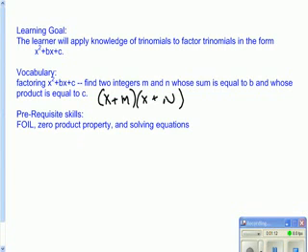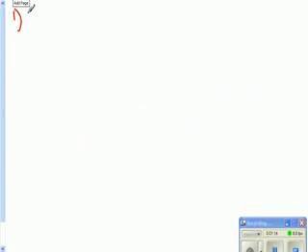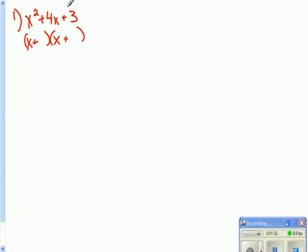Okay, let's go on to the problems. Number one. Now, number one, I have x squared plus 4x plus 3. So I'm going to set up my two sets of parentheses. First one obviously has to be x, because x times x will give me x squared. These are all plus signs, so I don't have to worry about any negatives. What could I multiply together to get 3 and add to get 4? Well, the only thing I can multiply to get 3 is 3 and 1, and 3 plus 1 is 4, so that's it, 3 and 1.